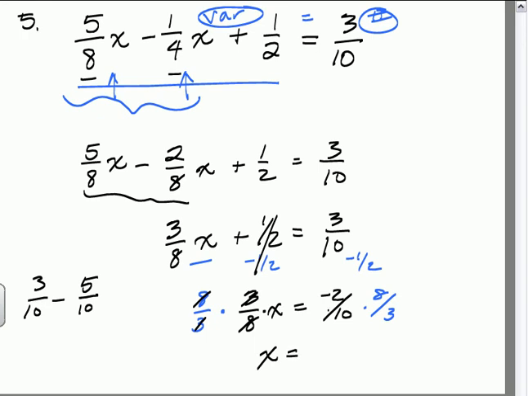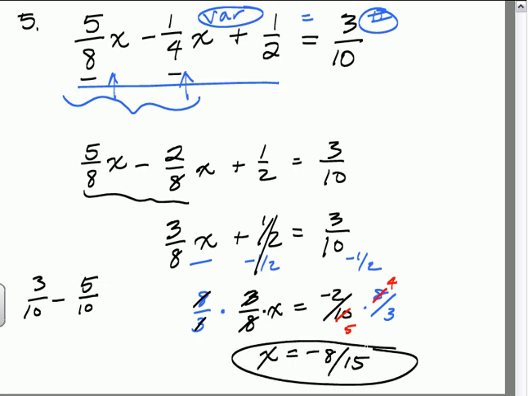1x gives us x. And then over here, it looks like we're going to end up with, I'm going to cancel, I'm going to use red here. Both of these are divisible by 2, so we would have 4 and 5, nothing else to cancel. Final answer, negative 8/15.